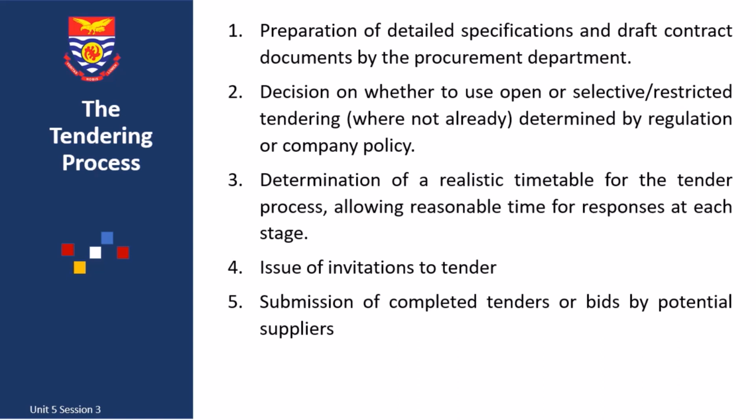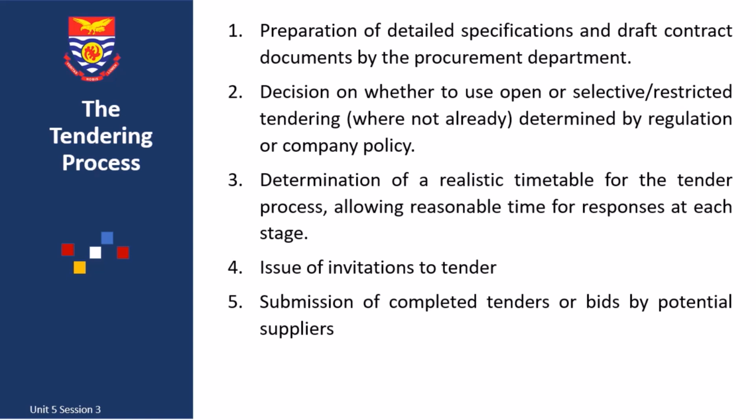The first stage or the first process we have here is the preparation of detailed specifications and draft contract documents by the procurement department. We should make sure as a buying organization that right from the onset, the detailed specification we need is available. It is ready. The contract draft is also ready, so that we'll be able to ascertain whether the tenders we are receiving comply with the requirements or the documents we sent out, and to also enable us choose the lowest price or the best value bid.